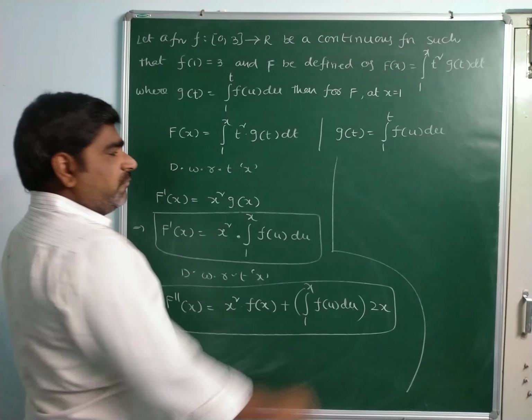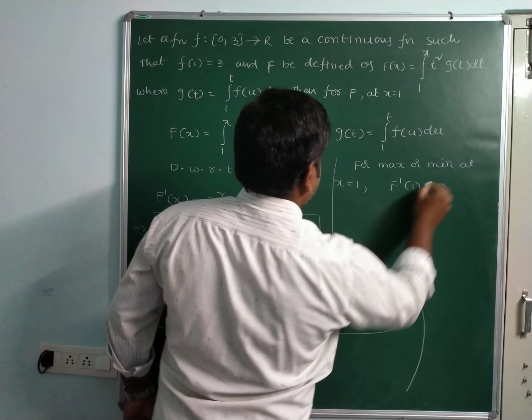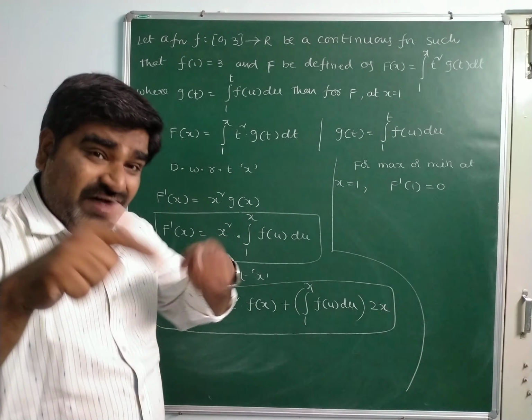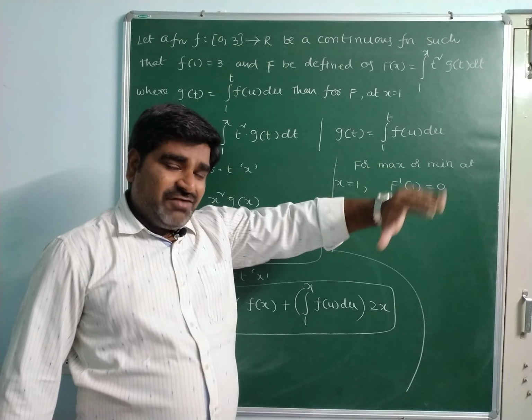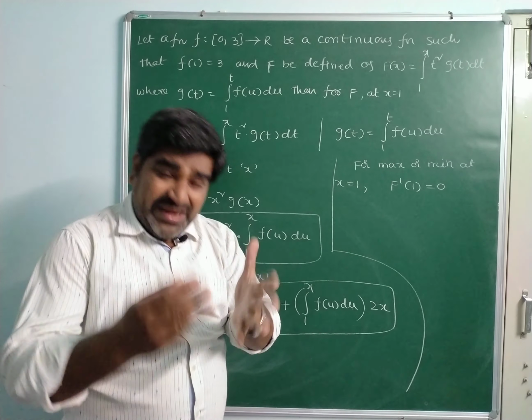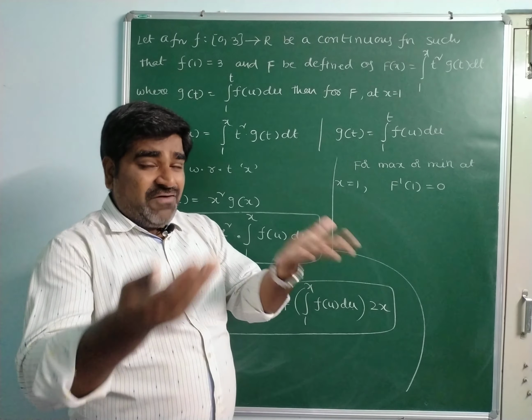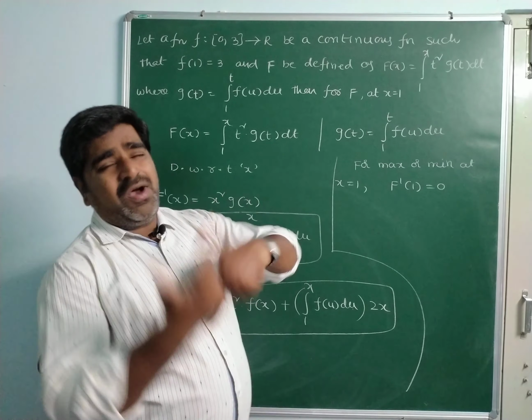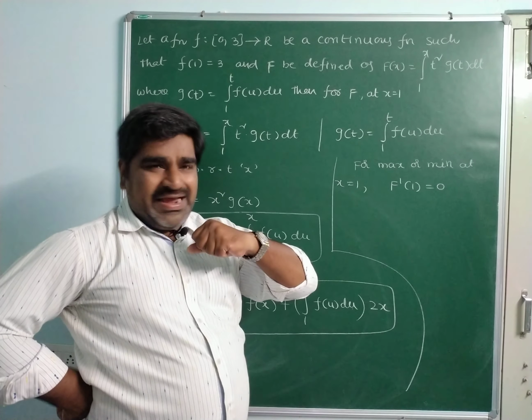For maximum or minimum at x equals 1, f dash of 1 must be 0. If f dash of 1 is equal to 0, then we can say that the function f of x has either a maximum or a minimum at 1.